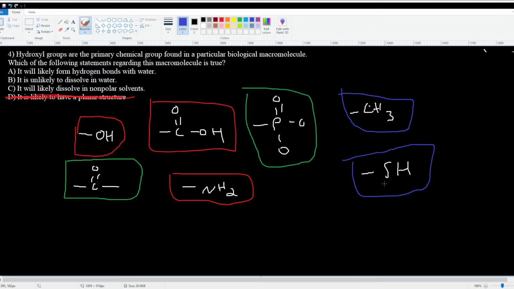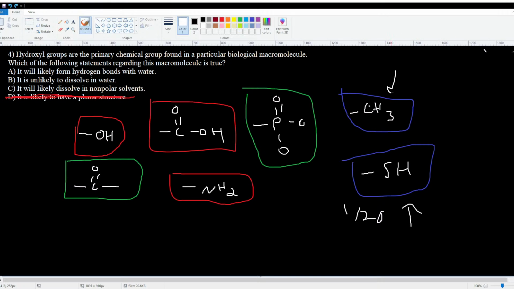So sulfhydryl appears in one place in one macromolecule. So there are 20 amino acids, right? So one out of the 20 amino acids contains a sulfhydryl group. That's it. So we don't really ever want to worry about sulfhydryl. Don't even concern yourself with sulfhydryl.